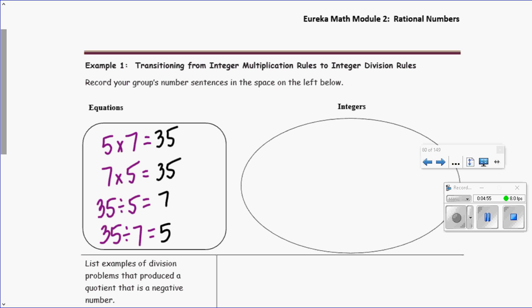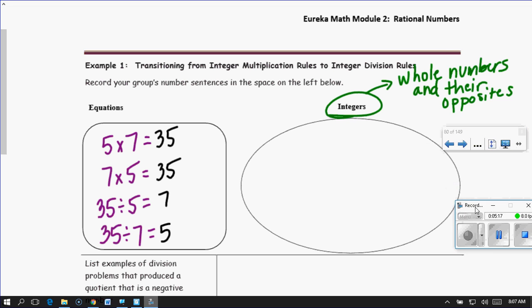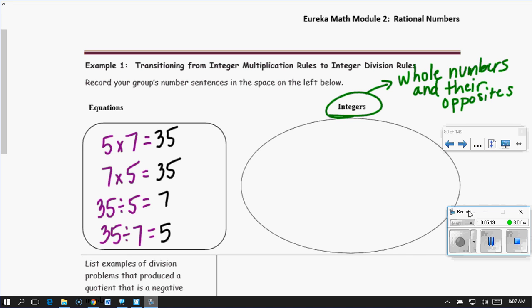And now we're going to use the integers. Don't forget, integers are whole numbers and their opposites. So all the positive whole numbers and then their opposites, which would be those negatives, -1, -2, -3, and so forth.